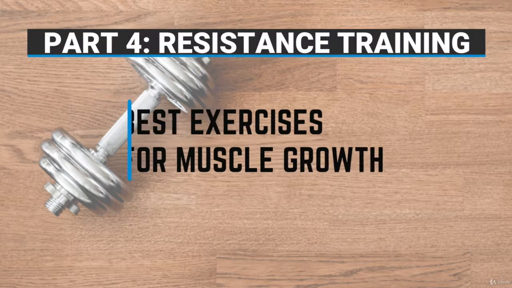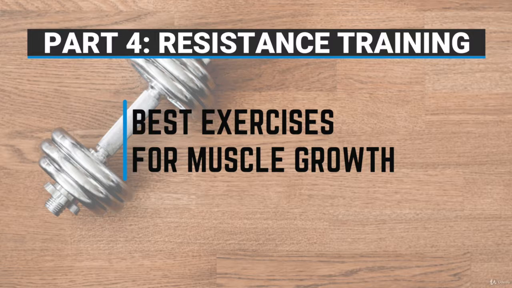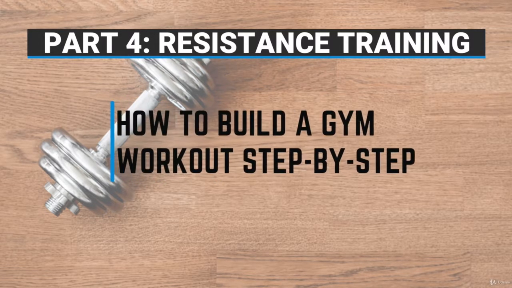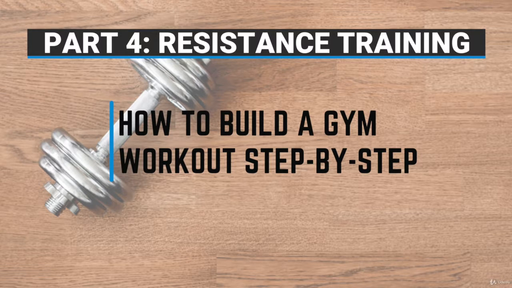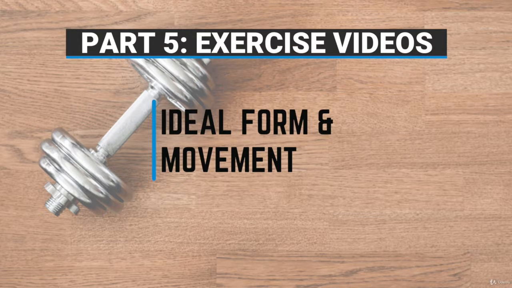Part 4 is all about resistance training. The two main types of resistance training are body weight and free weight exercises, and I will teach you the main difference between the two. You will learn what makes a muscle grow and which exercises are best for muscle growth. Of course, I will also show you step by step how to design the right beginner gym workout so you understand the entire process. Part 5 includes instruction videos for the most important exercises.